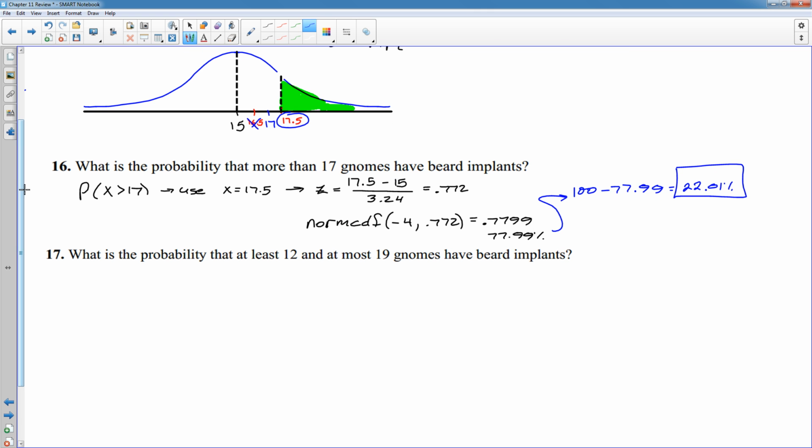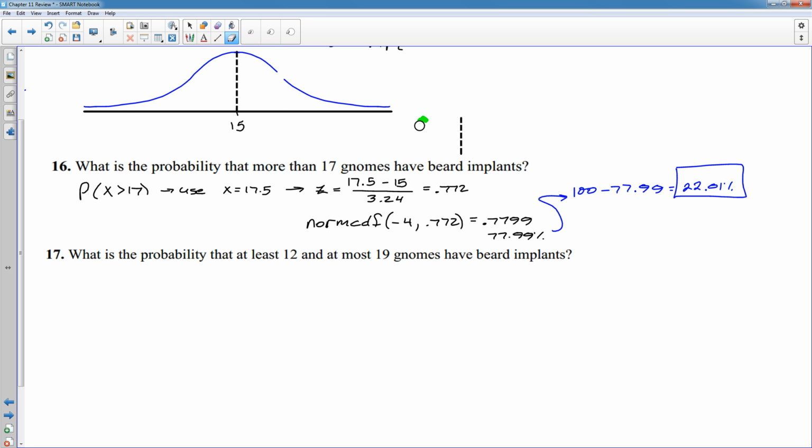Okay, number 17, same type situation. I'm going to get rid of a bunch of this stuff up here. Whoa, how many pieces are there? There we are. Come on, there. All right, so let's get rid of all this stuff up here, and we have a new question.